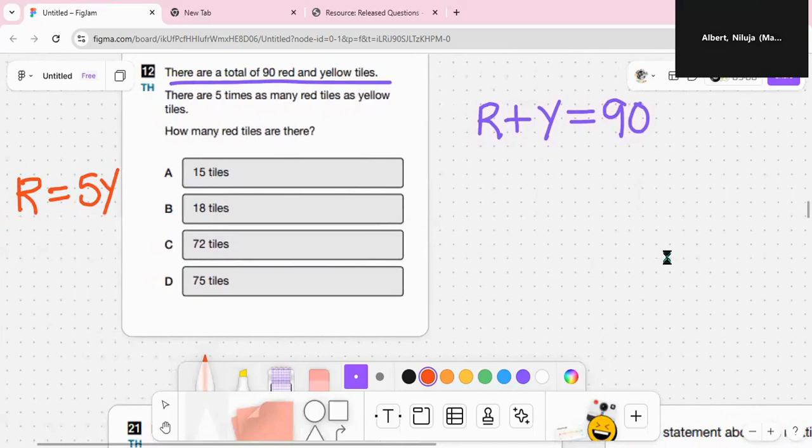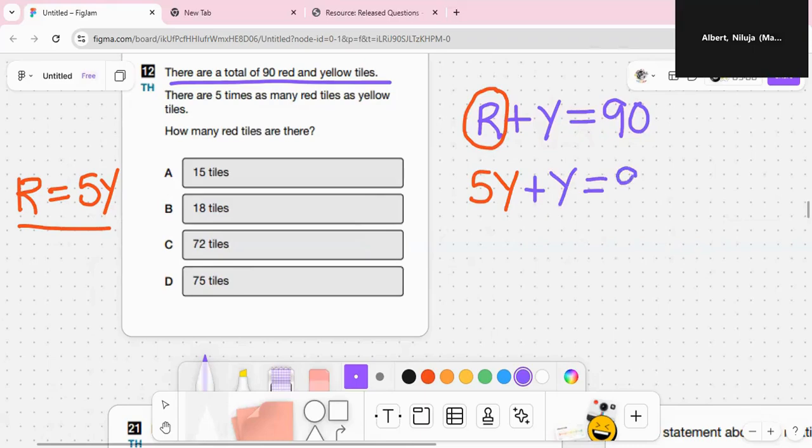Well, we cannot solve when we have 2 different variables, but what we can do is substitute the red tiles by something we know about red that has a y in it, which is our expression over here. Red is equal to 5y. So I'm going to replace r with 5y. Continue the rest of the equation. 5y plus y is equal to 90. So remember, y is the yellow tiles.